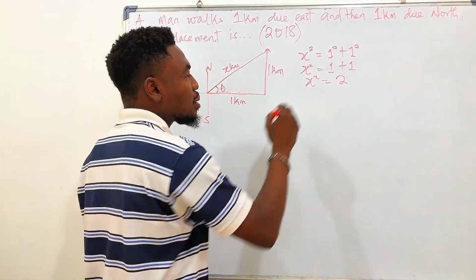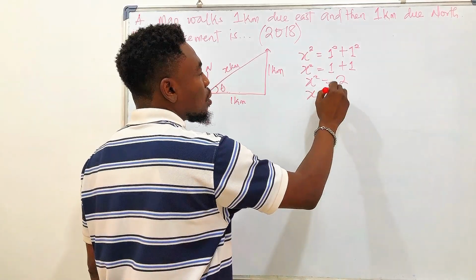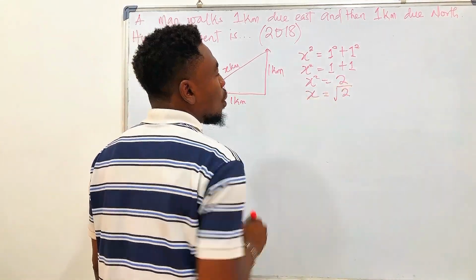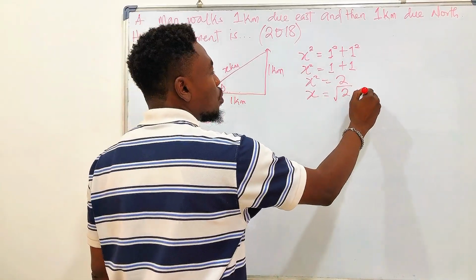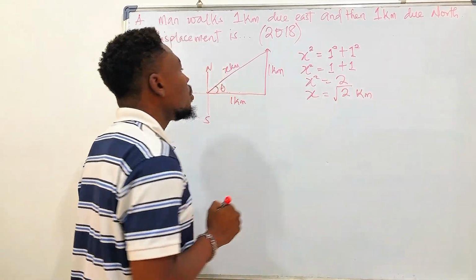How do we get x? X will now be equal to what? The square root of 2. So we can leave this like this. Now we have x to be what? Root 2 kilometers.